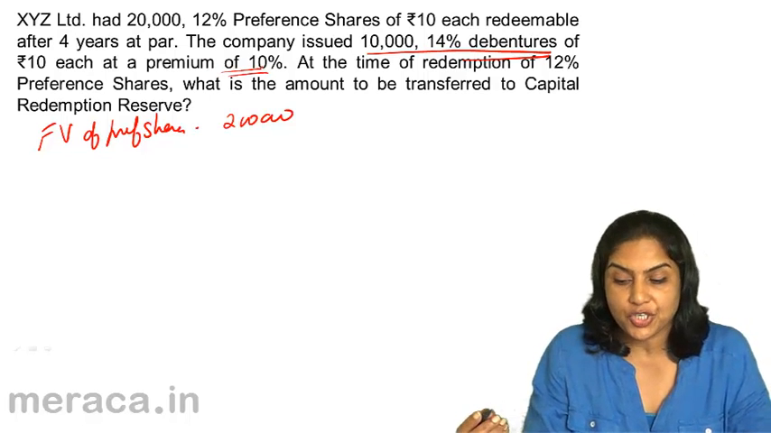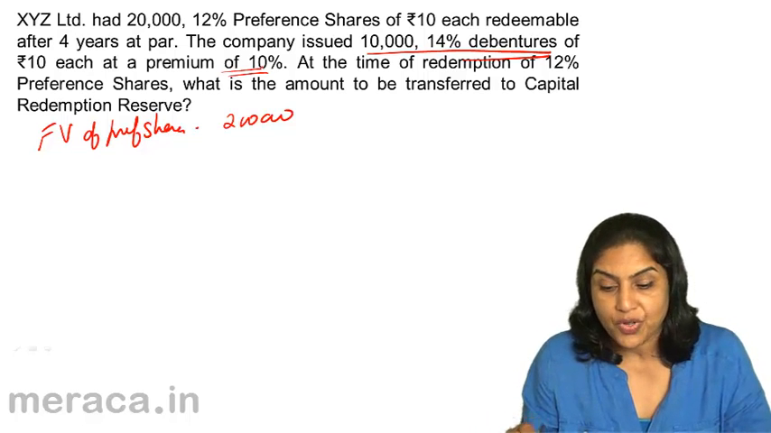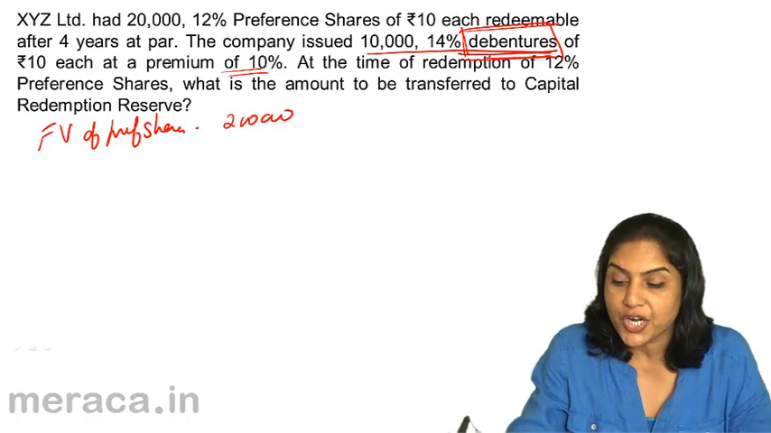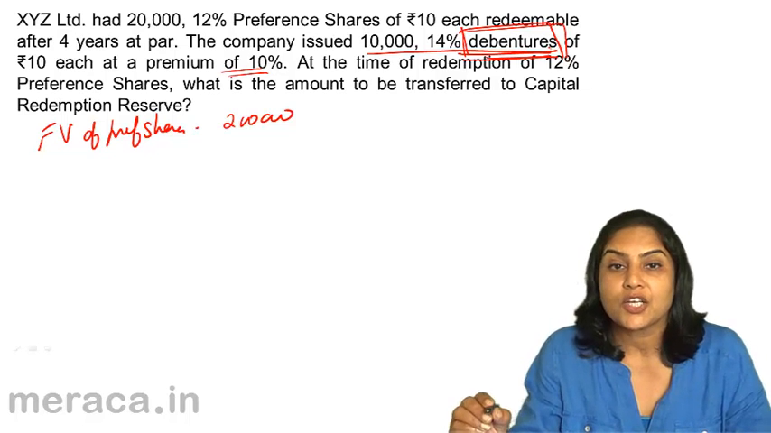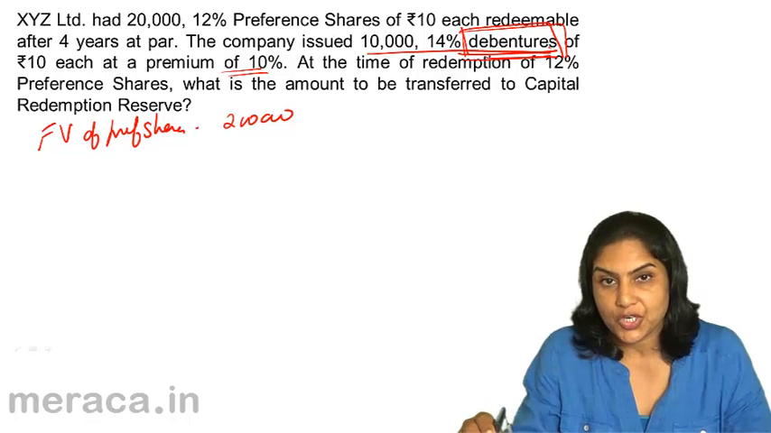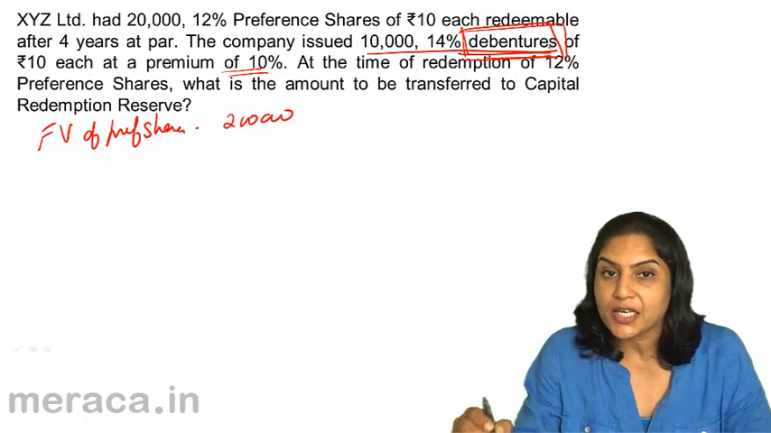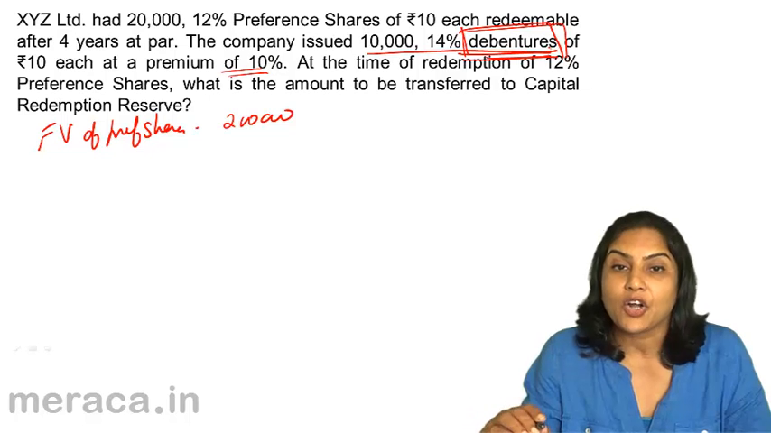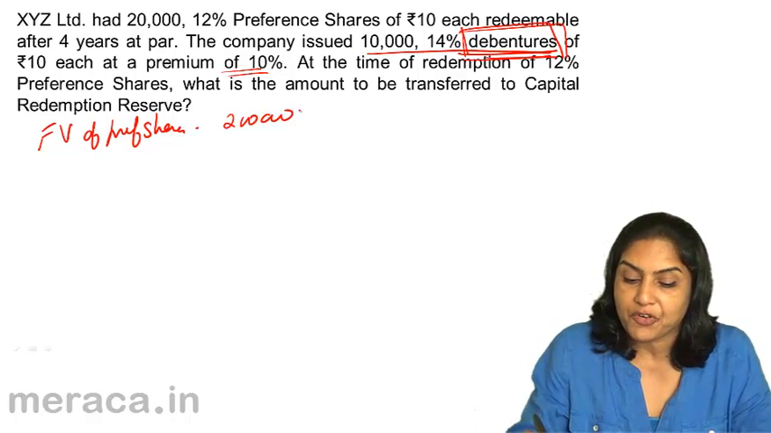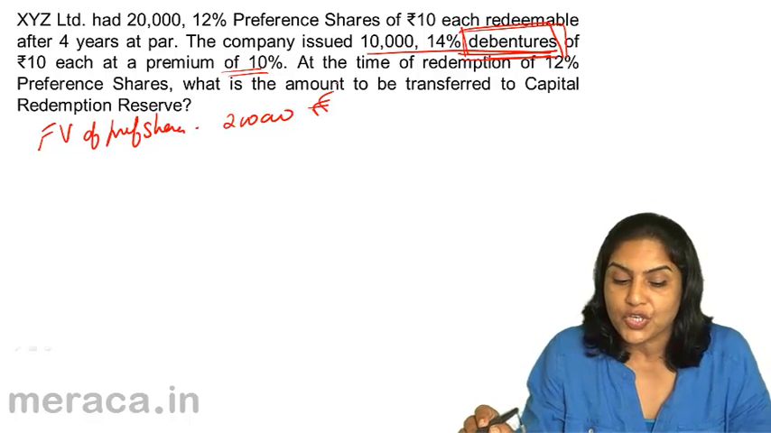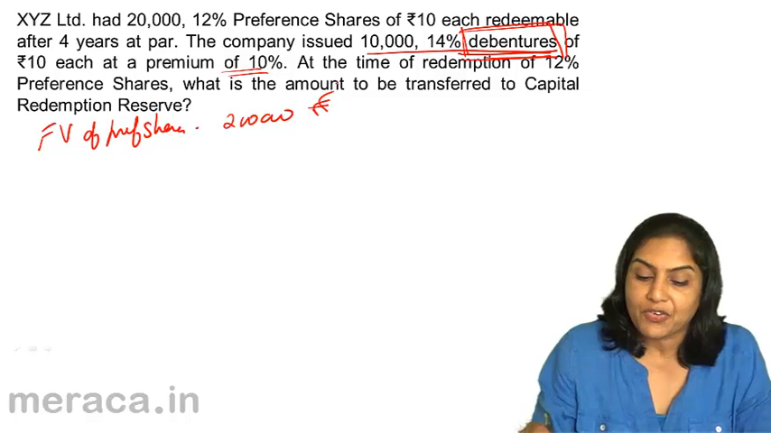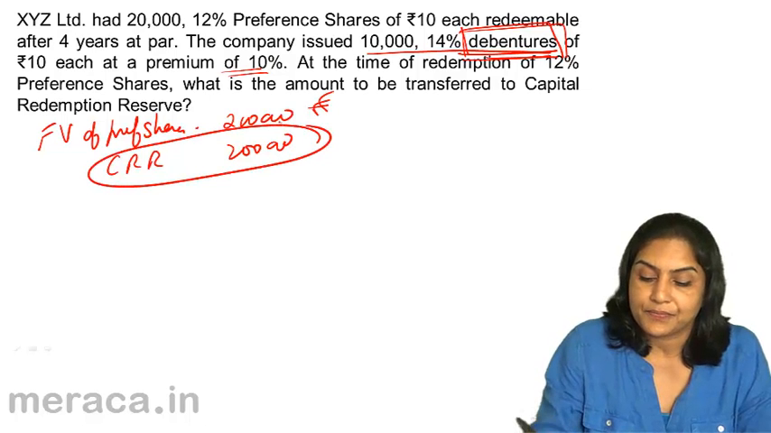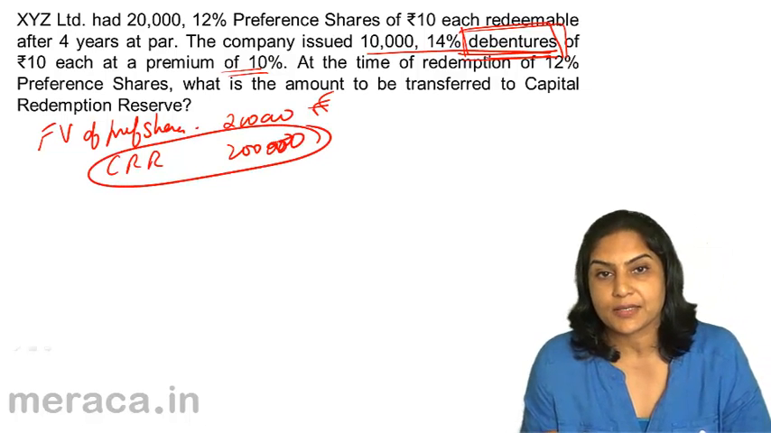Less what is proceeds of fresh issue? There are no proceeds of fresh issue. There is a fresh issue, but the fresh issue is of debentures, not of shares. Fresh issue of shares only, fresh issue of capital only is to be considered for redemption of preference shares. So preference shares can be redeemed either out of the proceeds of a fresh issue of capital. It may be equity shares, it may be preference shares, but not debentures. So face value of preference shares to be redeemed is 2 lakh. There is no proceeds of fresh issue. Therefore, the amount to be transferred to capital redemption reserve would be the entire amount of 2 lakhs.